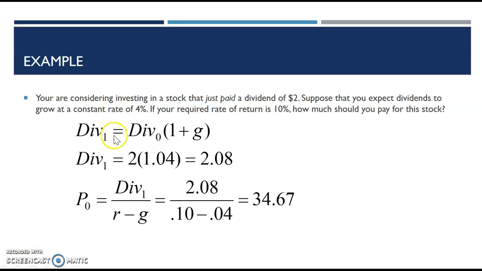So step one, use div0 and g to find dividend one. So div0 is $2. Our growth rate is 4%. So 2 times 1.04, or 1 plus 4%, tells me that my dividend in 1 year is anticipated to be $2.08. I can then plug into my equation to figure out P0.